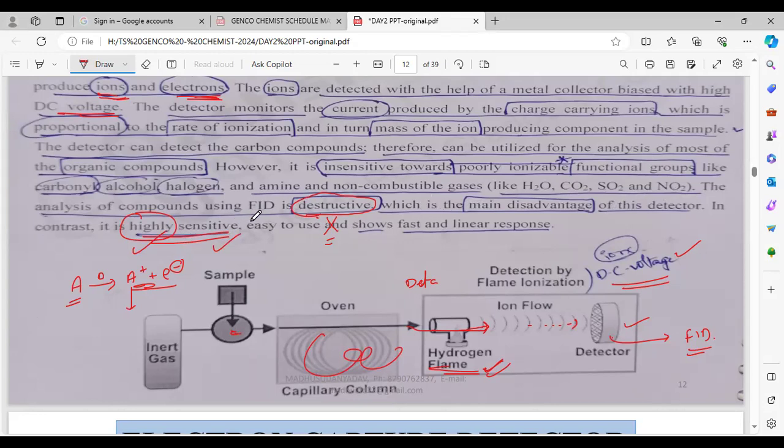That is a main disadvantage. Okay, what is a destructive type of detector? And it is insensitive to certain compounds. That means it won't detect them.